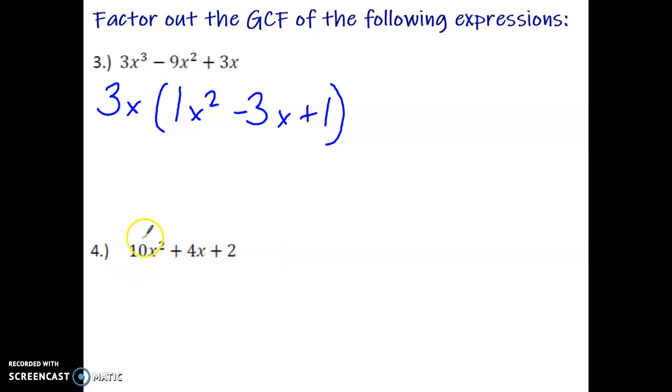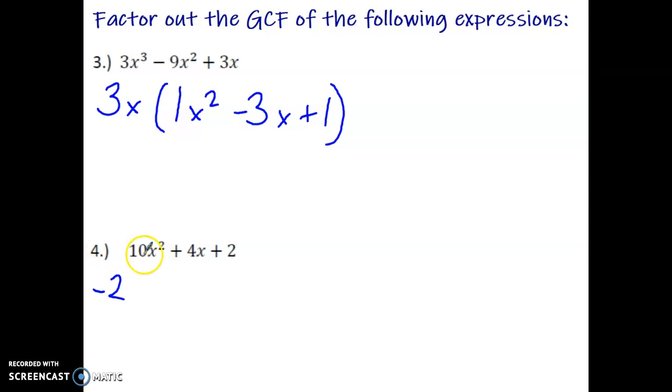All right, let's try number 4. Okay, so I have 10, 4, and 2. What will be the GCF of those numbers? 10, 4, and 2. The GCF is going to be 2. 2 is the biggest number that will divide evenly into 10, 4, and 2. And this time, just so you guys can practice with the signs, because this is going to be important later, let's factor out a negative 2. We need to practice factoring when we have a negative.